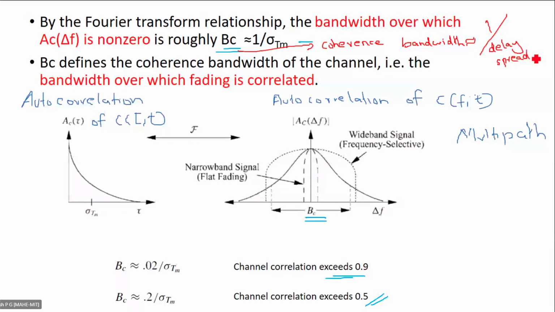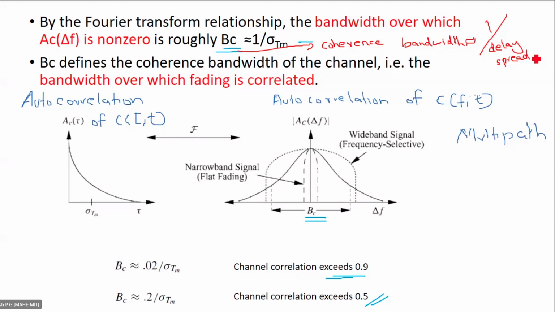We'll see different versions, that is, coherence bandwidth is equal to 0.02 by delay spread, or it is equal to 0.2 by delay spread, etc. But roughly we can say that these two terms, coherence bandwidth and delay spread, are inversely related, that is, BC is equal to 1 by delay spread, right?